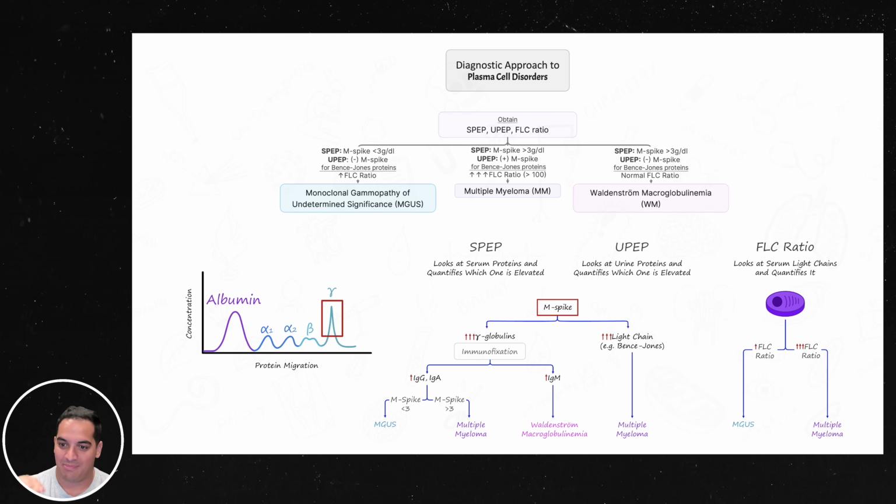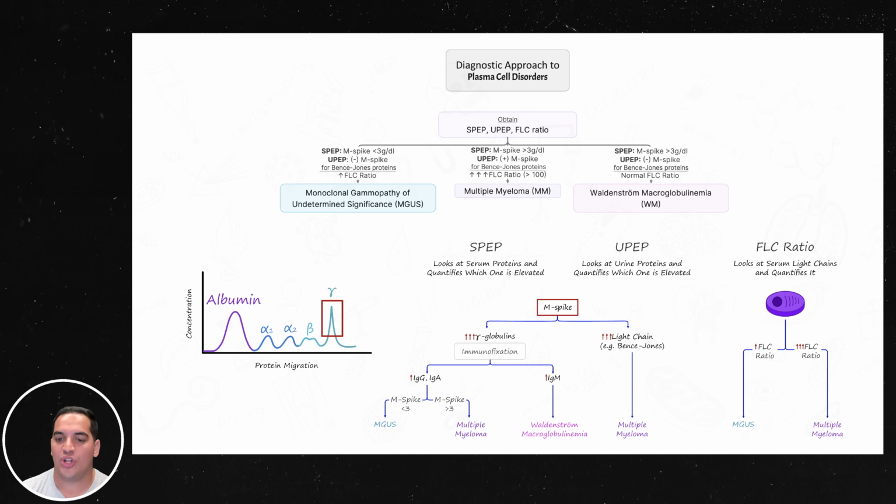So we talked about SPEP. If the M spike is greater than 3, it could be multiple myeloma, could be Waldenström's. How do you differentiate? Which one's IgG, IgA? Multiple myeloma. Which one's IgM? Waldenström's. If I say M spike's less than 3, no CRAB criteria, that is MGUS. If I said which one has the Bence-Jones proteins that are detected on UPEP, you would say multiple myeloma.